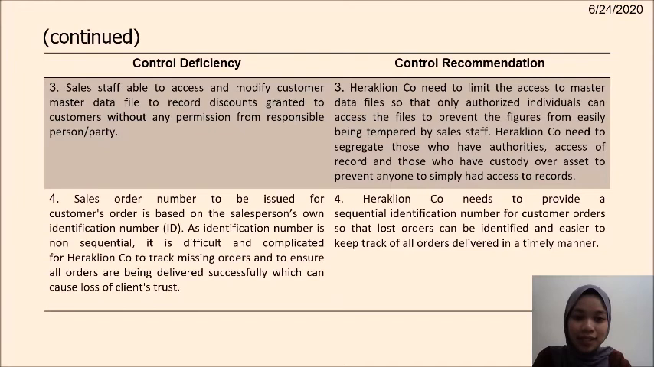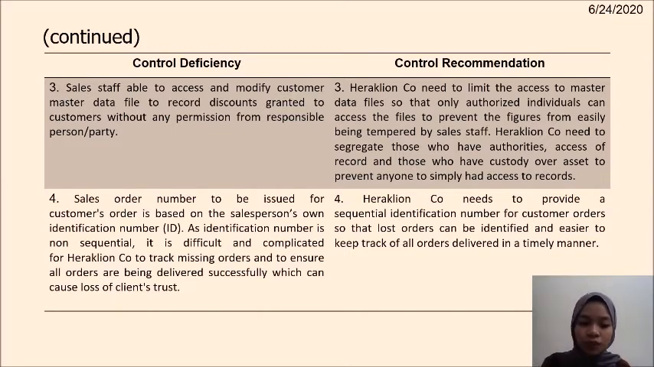Okay, the third control deficiency that we found in the case is that the sales staff are able to access and modify the customer master data file to record discounts granted to customers without any permission from a responsible person or party.